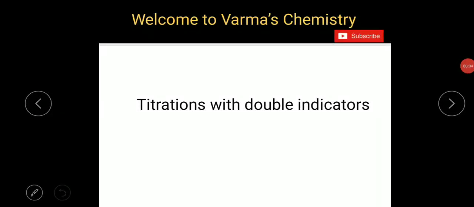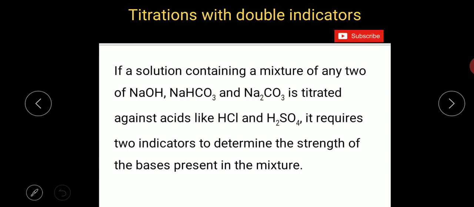In this video, we are going to discuss titrations with double indicators. If a solution containing a mixture of any two of sodium hydroxide, sodium bicarbonate and sodium carbonate is titrated against strong acids like HCl and H2SO4, it requires two indicators to determine the strength of the bases present in the mixture.